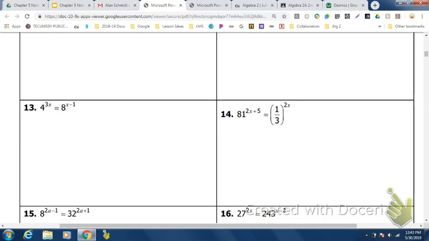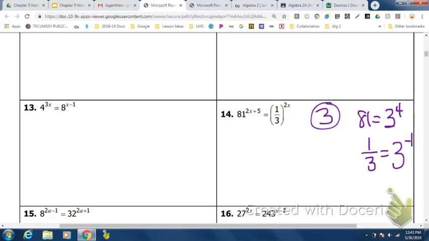Okay, let's look at number 14. This one's pretty messy. Alright, so this is 81, and then we have 1/3. Our common base is going to be 3. That's what we're going to be working with. So 81 is 3 to the 4th power. 1/3 is 3 to the negative 1.